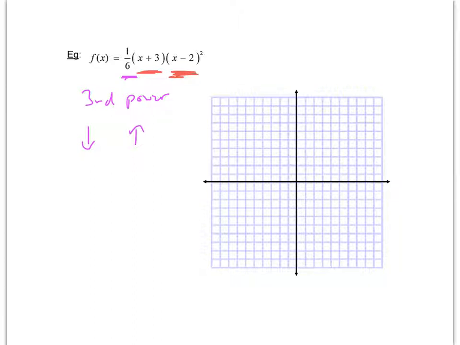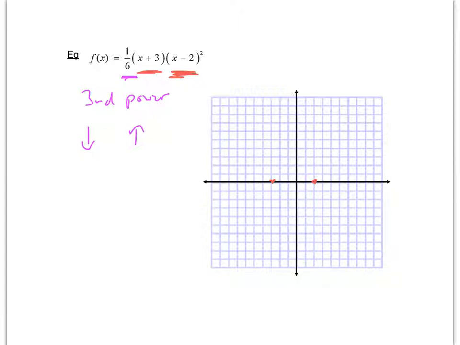So I'm going to do a -3 right here. I have a root at 2, and now if I have a double root, that means that my graph is going to bounce off the x-axis. It's going to bounce off the x-axis there. So this is going to go down on the left and up on the right.